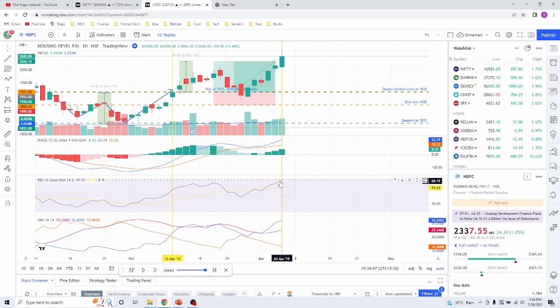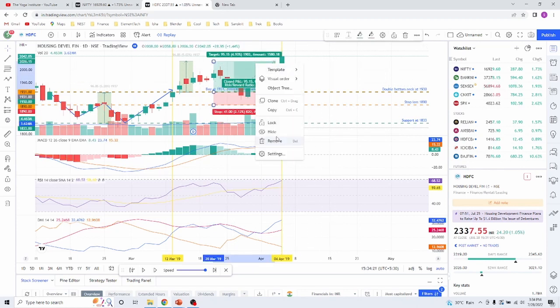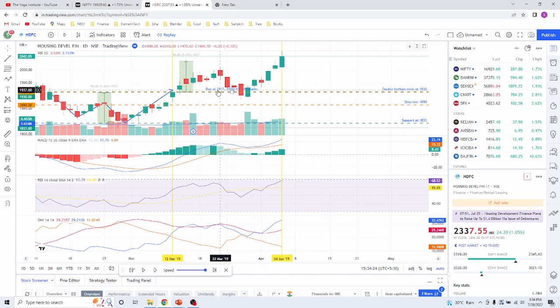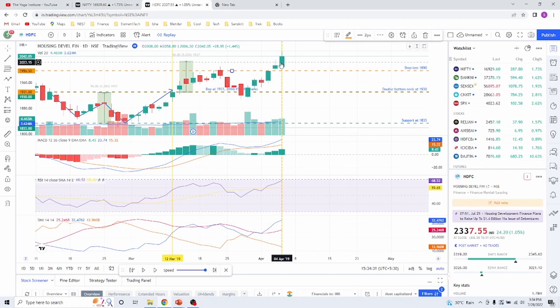Your RSI is also in an uptrend, and it's around 67. It's good. MACD is also good. So I think I can trail my stop loss. So what I will do, I will just delete this, one second. Okay, I have bought it at 1931, remember that. I'm going to take my stop loss and put it here, maybe at the lowest position of the previous candle.